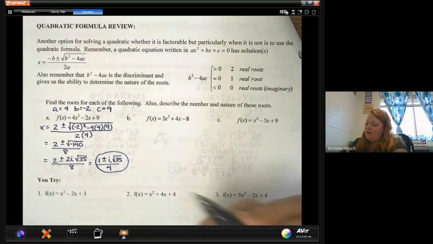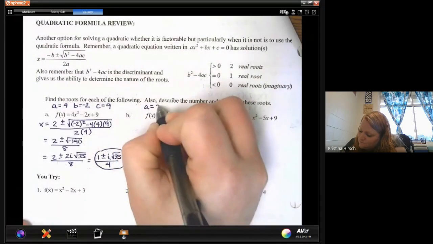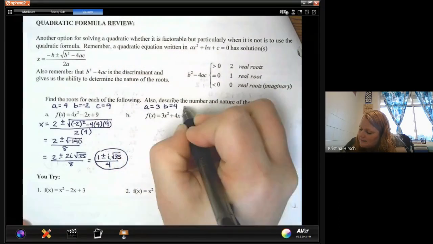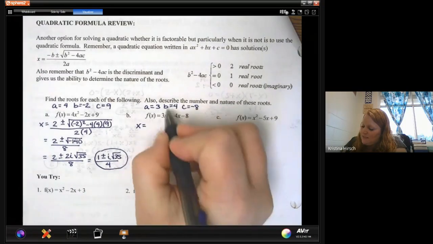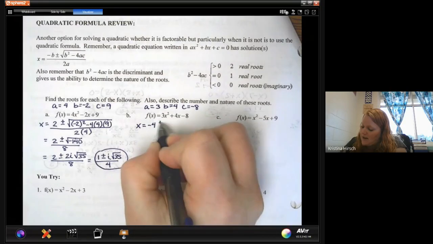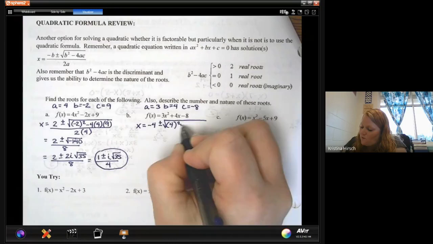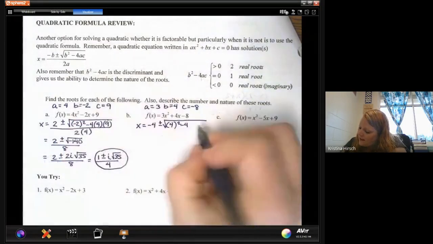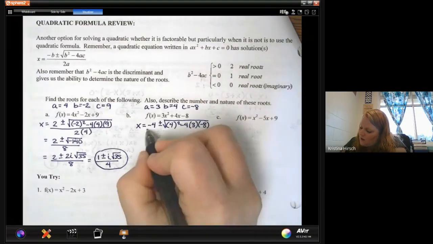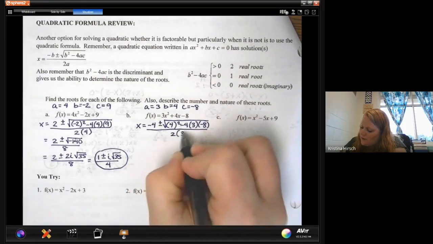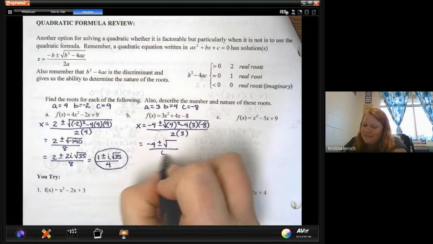All right, so another example, the second one, a is 3, b is 4, and c is -8. So when you substitute into the formula, opposite b is -4 plus or minus the square root of b squared is 4 squared, minus 4 is part of the equation, a is 3, and c is -8. All over 2a, so 2 times 3. So we have -4 plus or minus the square root of something over 6.